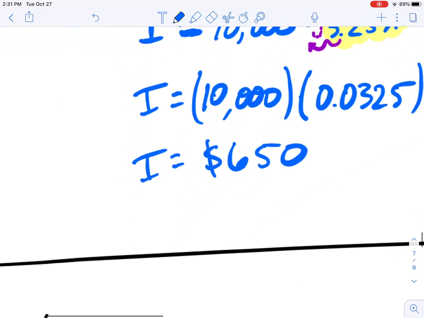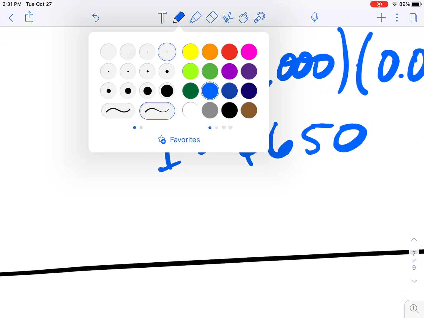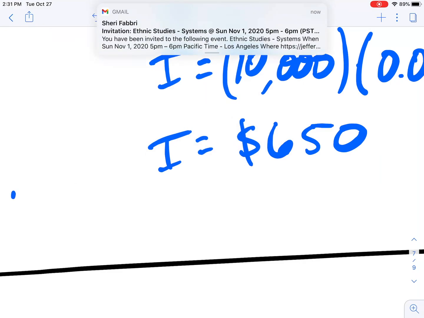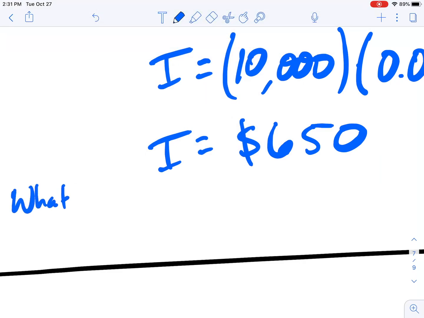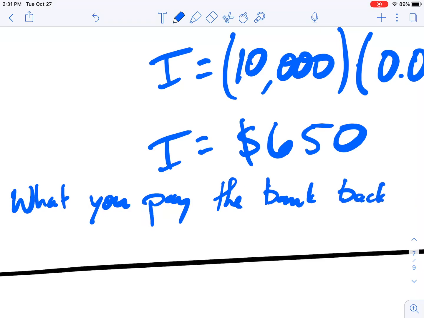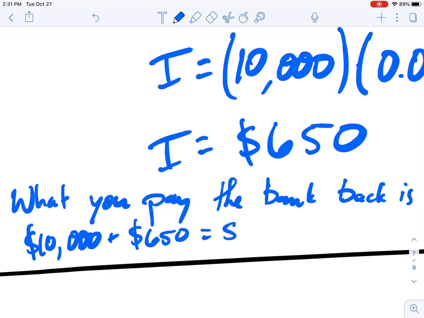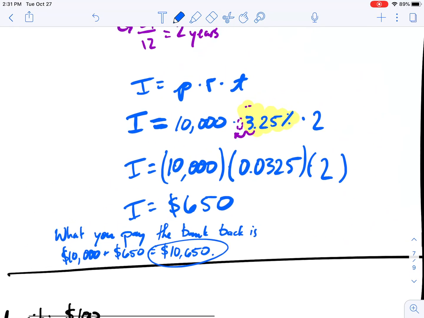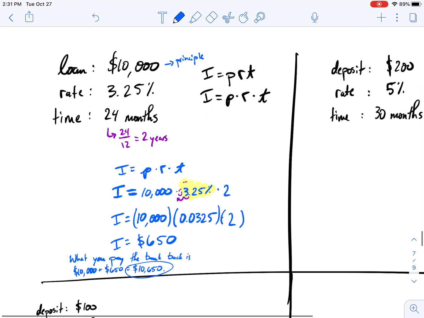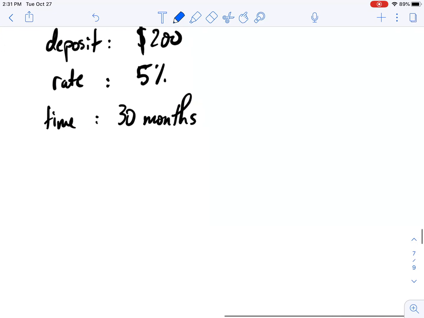So that means you get a loan of $10,000 and the interest, right? The interest is $650. So at the end of the day, what you pay, let me write this, what you pay them back, we pay the bank back is $10,000 plus $650, which is $10,650, okay? So that's how you calculate interest. Now we're going to do a couple more examples.